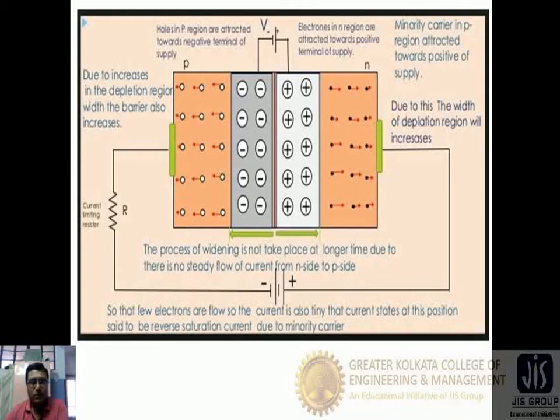So in this way the reverse leakage current occurs, and a reverse leakage current is present in the reverse bias of a practical diode. In case of an ideal diode there is no reverse leakage current, but in case of a practical diode there is a reverse leakage current which is very small, in the order of microamperes.